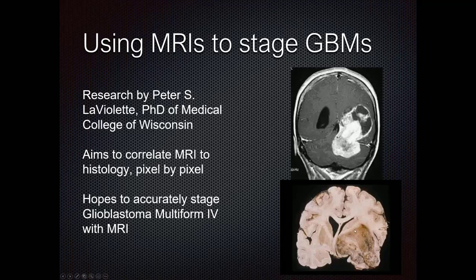But being able to look at the histological type through an MRI image and correlate pixel by pixel, if this is an early stage or a late stage, might allow the patient to live a little bit longer, which is valuable for some people for sure.